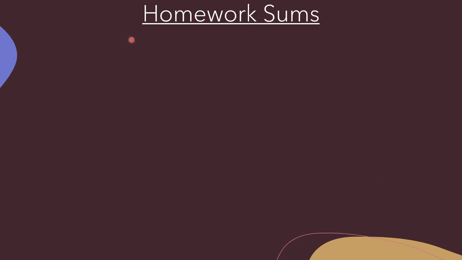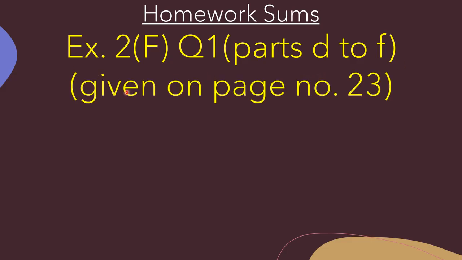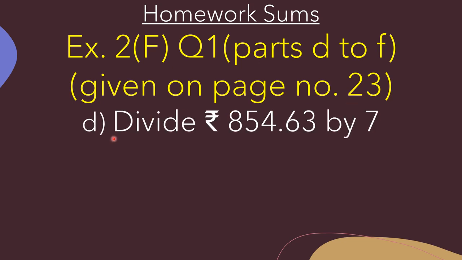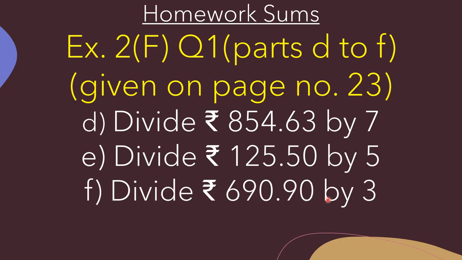Now beta, today's homework. You have to do exercise 2F, question number 1, parts D to F, in your notebook, which is given on page number 23. D part, it is given: divide rupees 854.63 by 7. In E part, it is given: divide rupees 125.50 by 5. In F part, divide rupees 690.90 by 3. Okay, you have to do this work in your notebook.